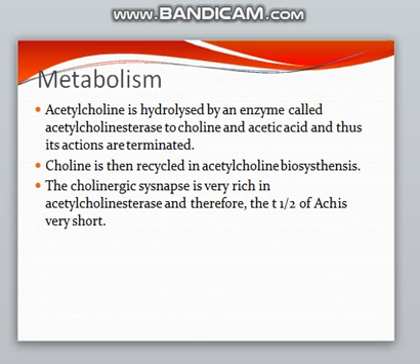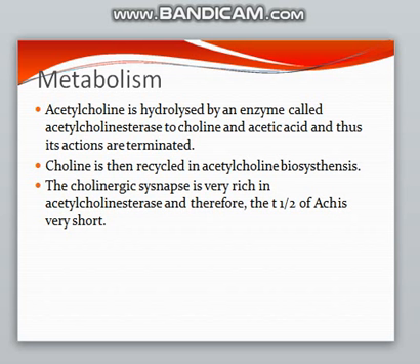After the synthesis, release, and storage of acetylcholine, we see the metabolism of acetylcholine. Basically, acetylcholine is hydrolyzed by the enzyme acetylcholinesterase to choline and acetic acid, and thus its action is terminated, and the choline is then recycled in acetylcholine biosynthesis. Therefore the half-life of acetylcholine is very short.